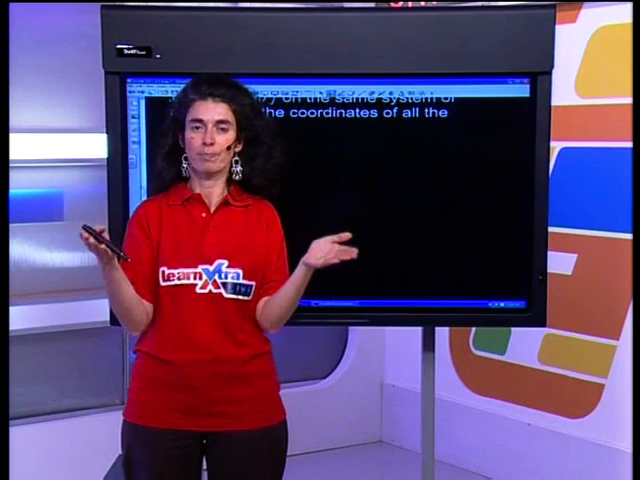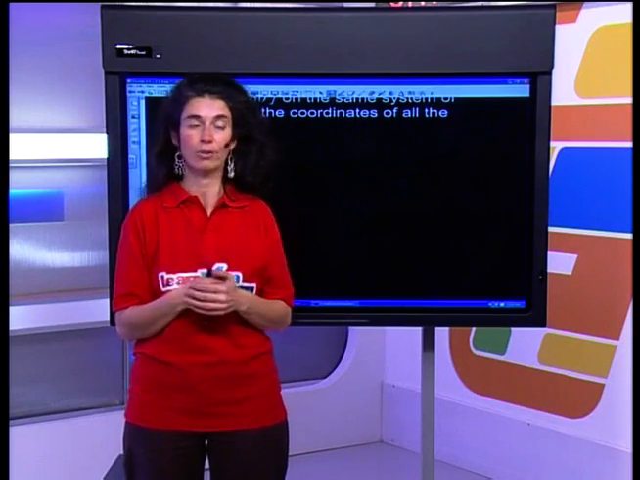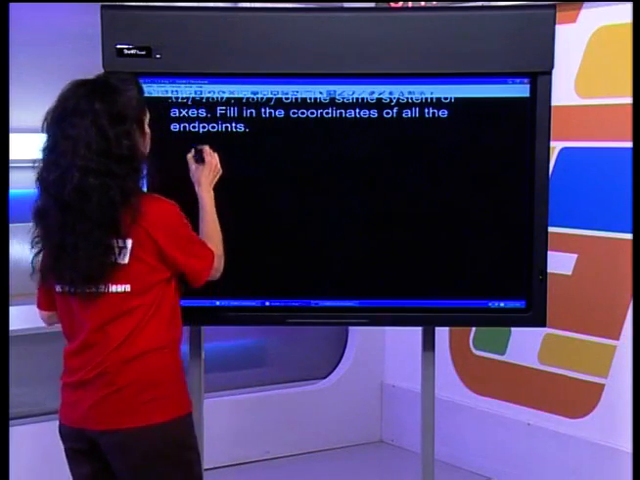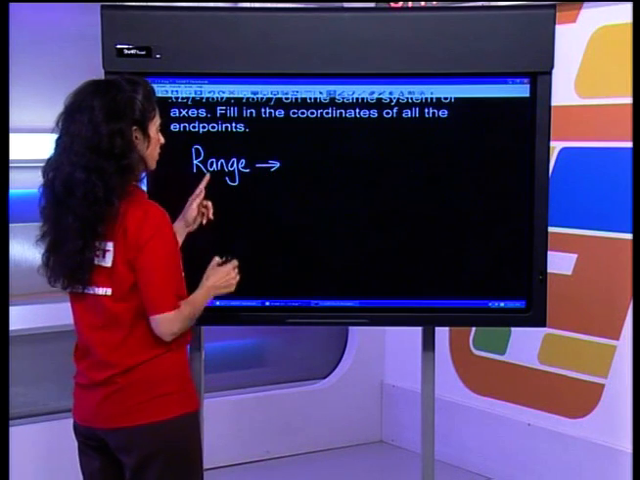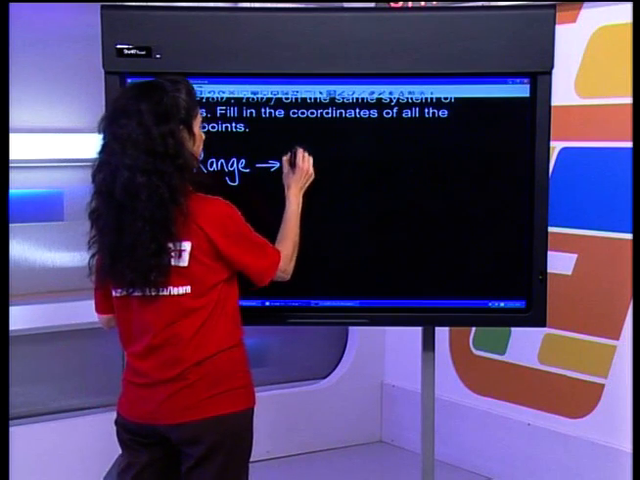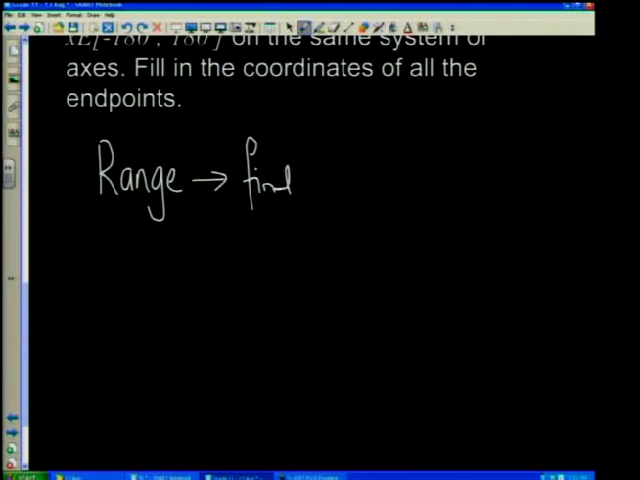So why not draw a picture and then determine what's my smallest y value, what's my largest y value. So to determine a range is always the question of defining that word range. So it's find the y values of each graph.